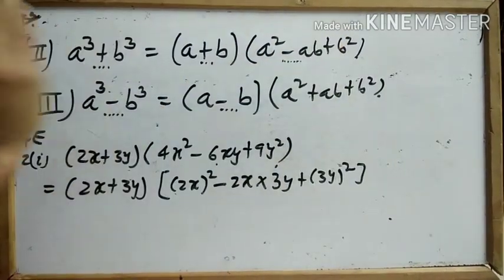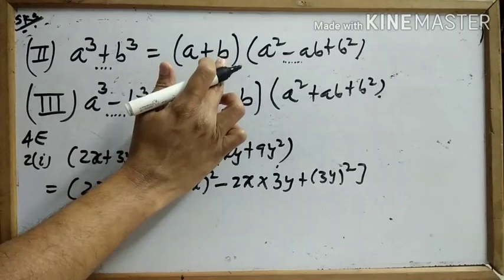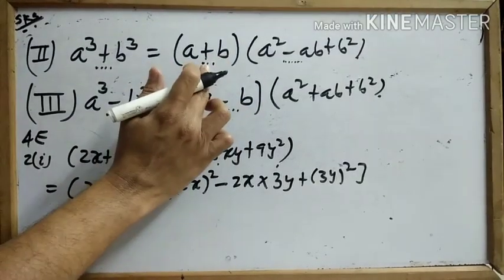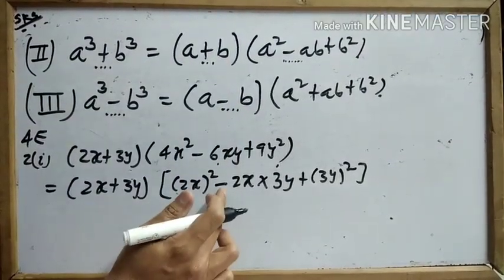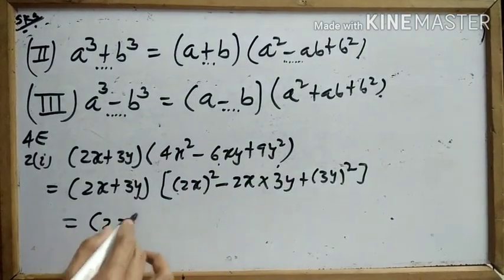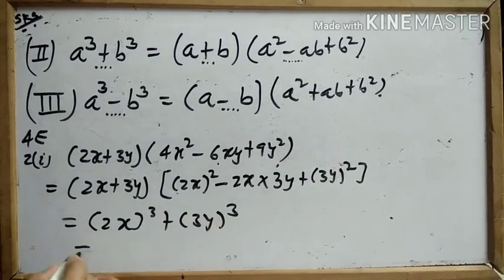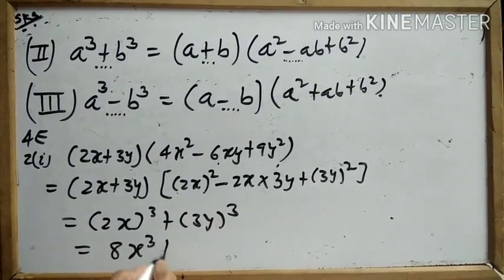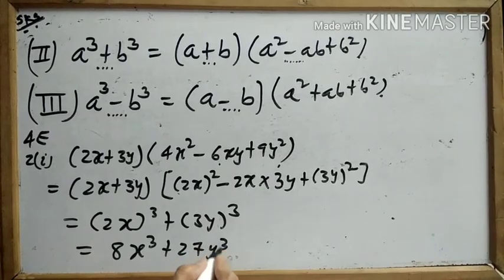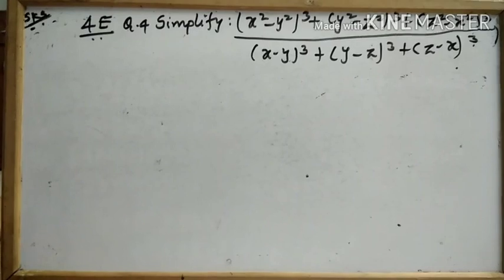So if I see the identity in a reverse way, then I have to make the cube of a and cube of b. And that will be added because your first sign is plus and the second bracket's first sign is negative. So it will be 2x the whole cube plus 3y the whole cube. You will get the answer as 8x cube plus 27y cube. This is your answer.